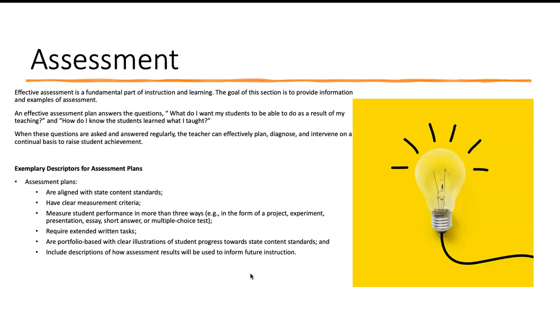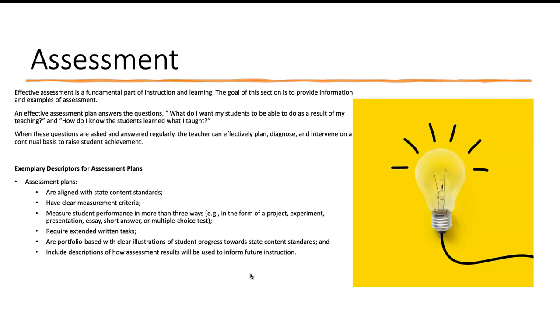Another section on the rubric, which would be expected, is assessment. So we want to see effective assessment. And what we want to see is when you are developing your lesson, we want you to answer the question, what do I want my students to be able to do as a result of my teaching? And how do I know that students learned what I taught?